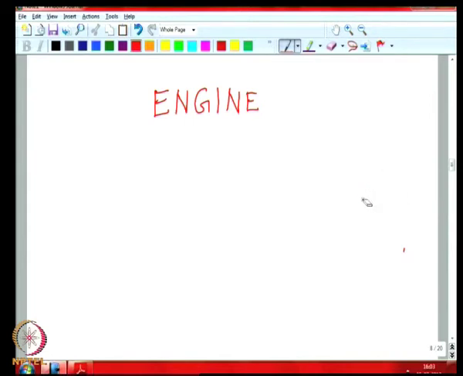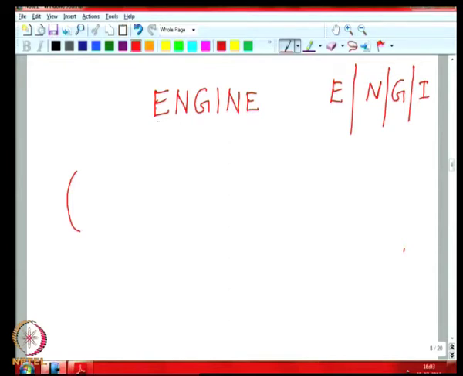So, what we do is, we will introduce one term for each of the letters. There are this many letters. One letter is E, another letter is N, each type of letter, let us say, and another is G and another I, ENGINE.